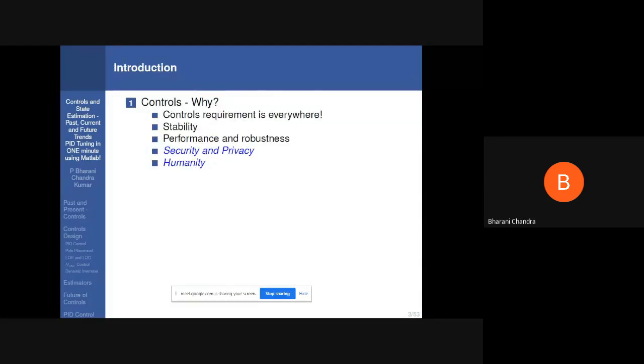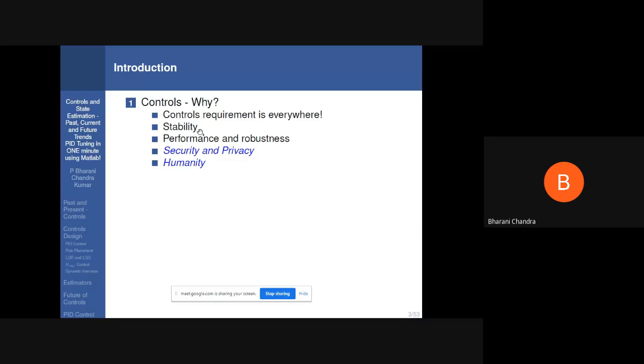So the fundamental question one has to ask: why the controls? The answer is, control requirement is everywhere. In general, control systems are called the controls in the control literature. Everywhere means everywhere. It could be domestic, industry, defense, or civil applications. Wherever you see, there will be a requirement of control systems.